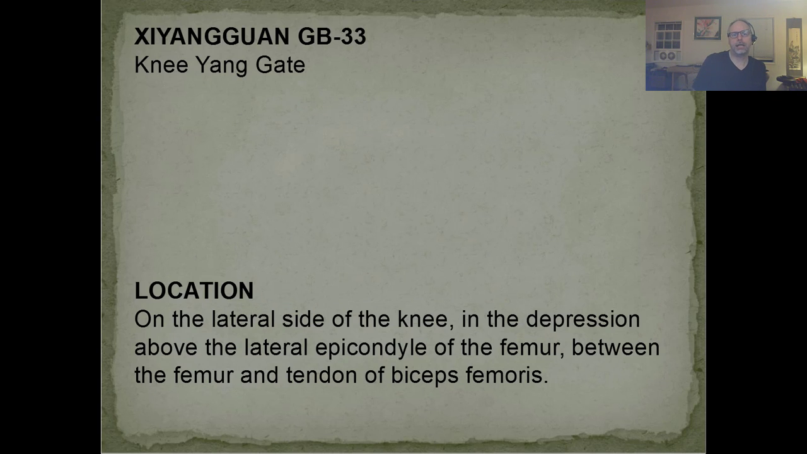33. On the lateral side of the knee, in the depression above the lateral epicondyle of the femur, between the femur and the tendon of biceps femoris. It makes more sense if I just show you the picture. There it is.